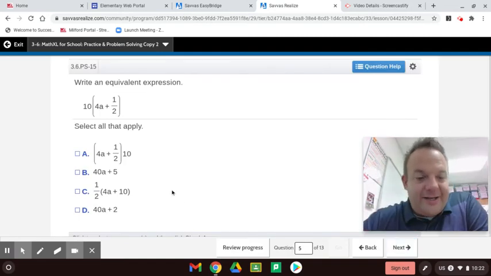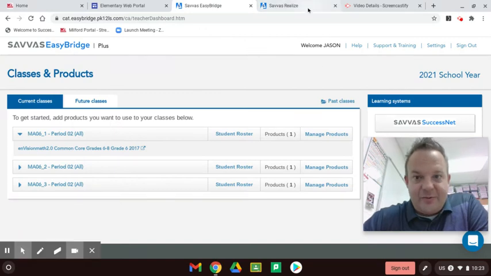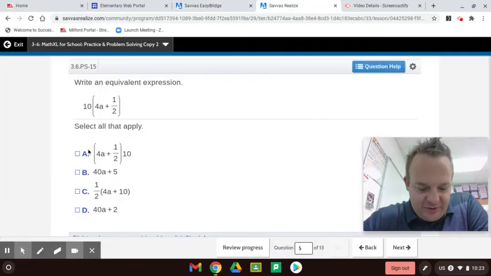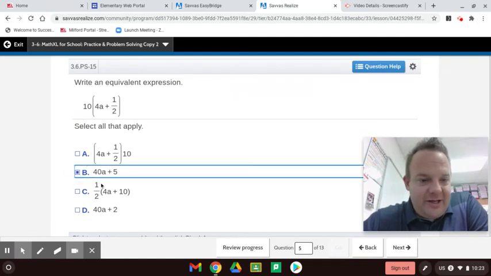Ooh, now we're getting in some rational numbers. Now, rational numbers are fractions and decimals, okay? Rational numbers are fractions and decimals. So 10 times 4a is 40a. And 10 times 1 half, what's half of 10? 10 times 1 half is 5. So we got this one here. And also, 10 times this quantity here is also equal to this quantity times 10.